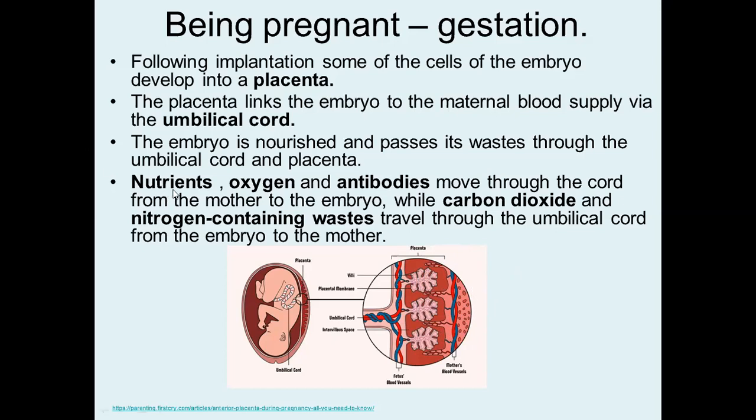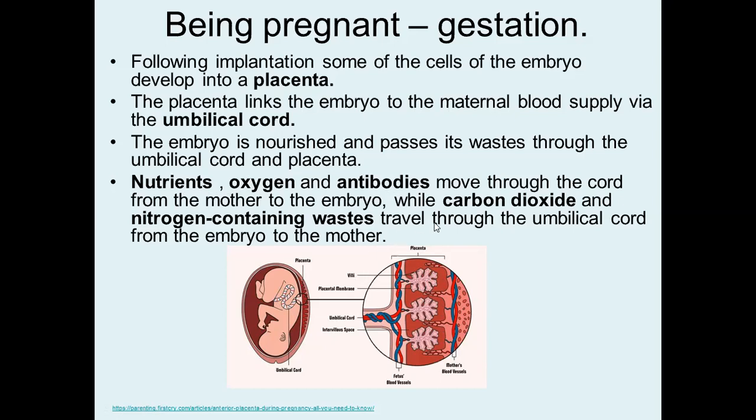So if you look at the text again, nutrients such as glucose, amino acids, fats, etc. That's nutrients. Oxygen and antibodies are able to move from the maternal blood. Look at the diagram on the right side. They're able to diffuse from the maternal blood across the membrane and get into the embryonic or fetal blood and pass down the umbilical cord and then pass into the baby.